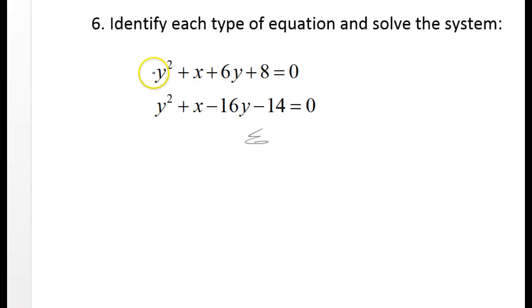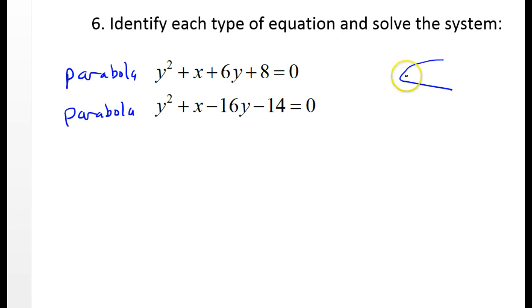In number 6, I know that both of these equations are parabolas. This is a parabola, and this is a parabola. I know that because only the y is squared in both equations. So when one variable is squared, it's a parabola. They're both sideways parabolas since the y is squared. I don't yet know, but probably one is facing to the right and one is facing to the left, and we're looking for these points of intersection.